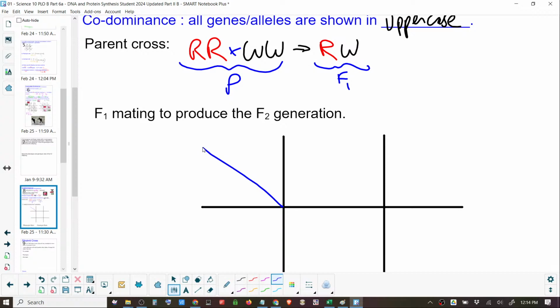Put the traits in as well. F2 generation. So let's say RW is F1. Genotypic is also.